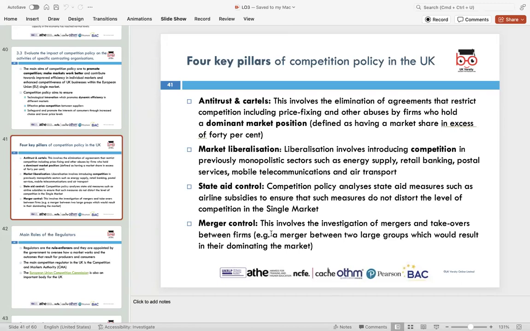Merger control. For the purpose of merger control, the examination of mergers and takeovers between companies is taken into consideration. For example, a merger of two or more big corporations that would result in a monopoly on the market.